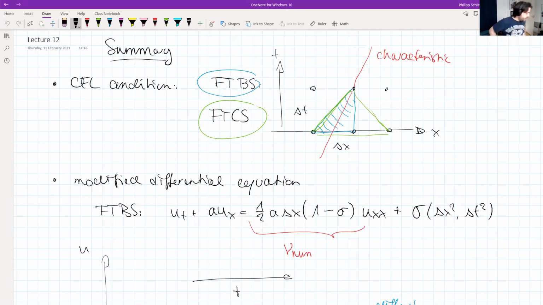Okay, good afternoon, everybody. Welcome to the 12th lecture in CFD. And as I was just saying before, today we will continue with numerical methods for nonlinear conservation laws.